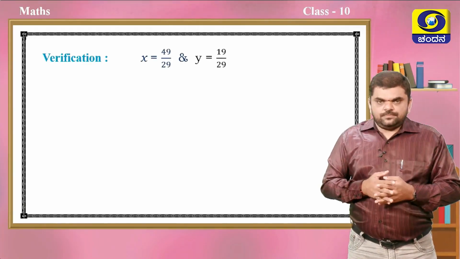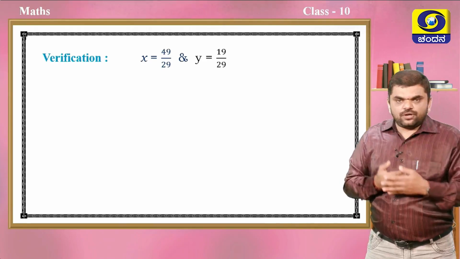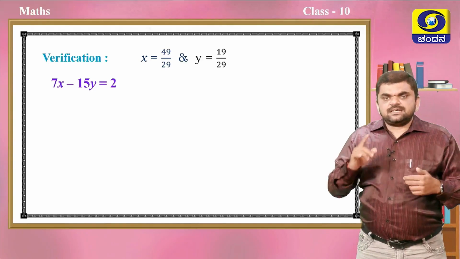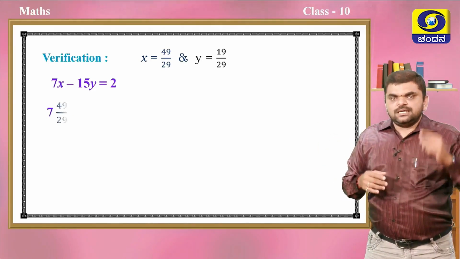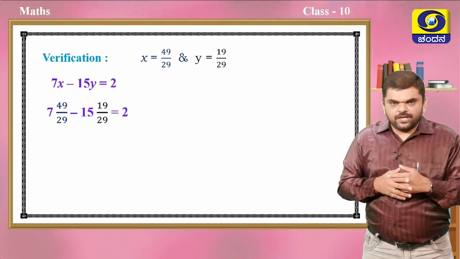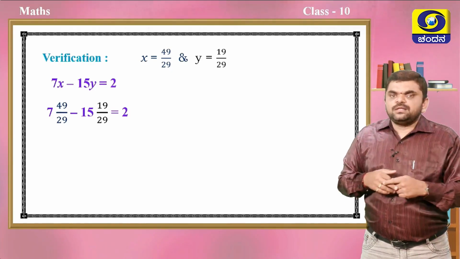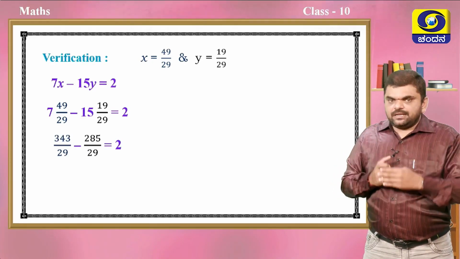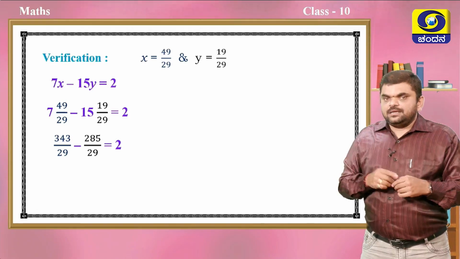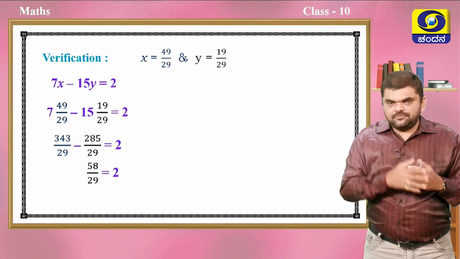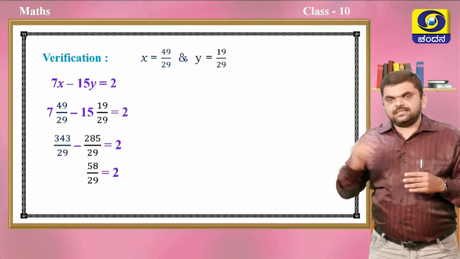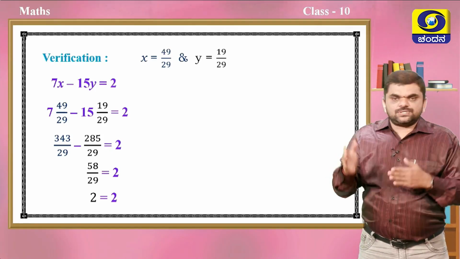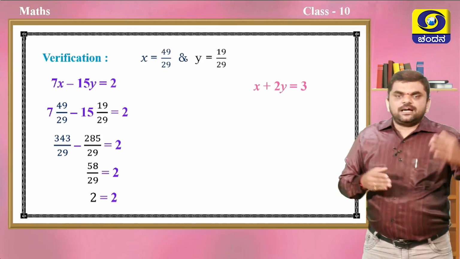Let us do verification. How to do verification? x is equal to 49 by 29, y is equal to 19 by 29. We have one equation, that is 7x minus 15y is equal to 2. In the place of x, we will put 49 by 29, and in the place of y, we will put 19 by 29. On simplification, we get 343 by 29 minus 285 by 29 is equal to 2. So, on simplification, it is 58 by 29, that is equal to 2. 29 ones are 29, 29 twos are 58, that is 2 equals 2, that is LHS is equal to RHS, and our solution is exactly correct.